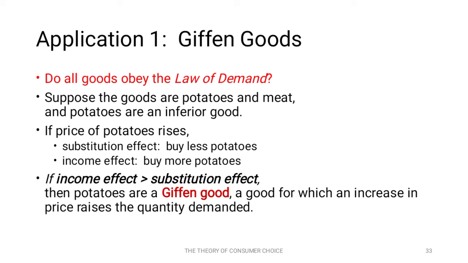So do all goods obey the law of demand? Suppose that the goods are potatoes and meat, and potatoes are inferior goods. The price of potatoes rises. The substitution effect is that he buys less potato because the price has risen. And the income effect is that he buys more potatoes. If the price of a good rises and it is an inferior good, people tend to buy more of that good. That's the income effect. So the income effect becomes greater than the substitution effect.